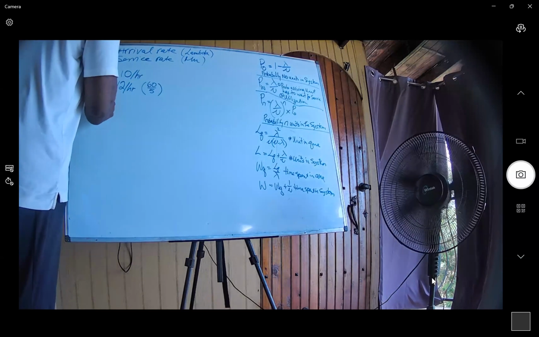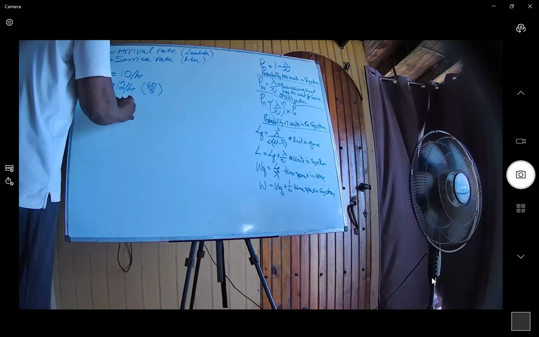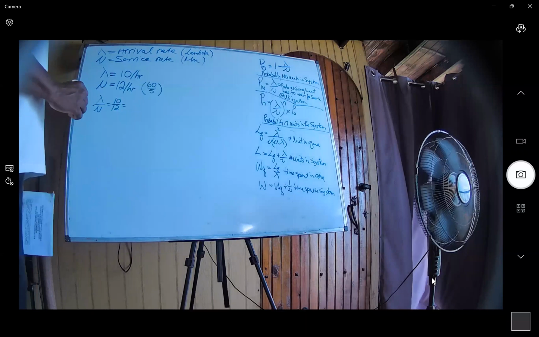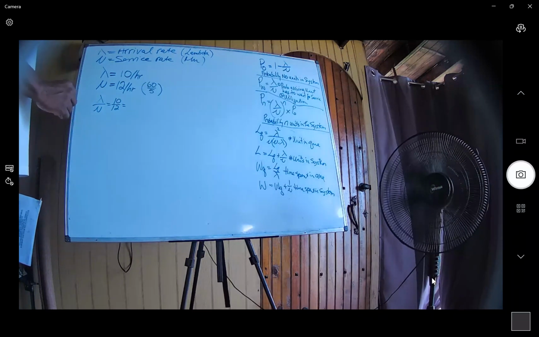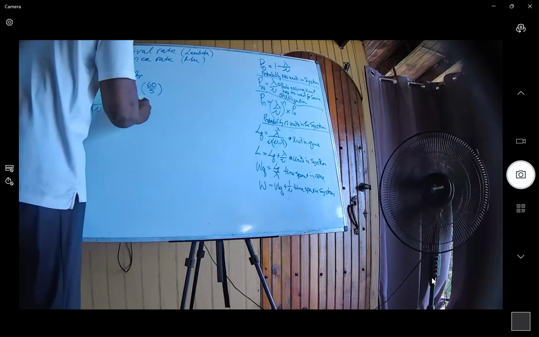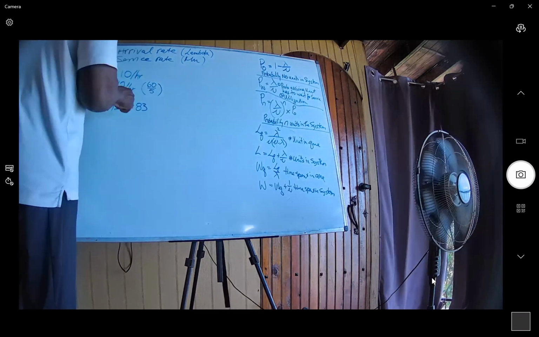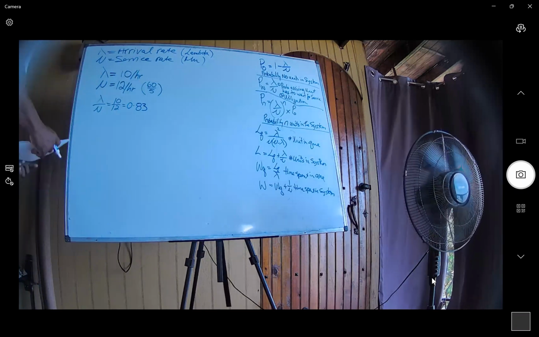So let's see where we're at. Your lambda over mu is equal to 10 divided by 12. What do we get here? That number, 10 divided by 12, is 0.833. All right, so we're looking good, right?